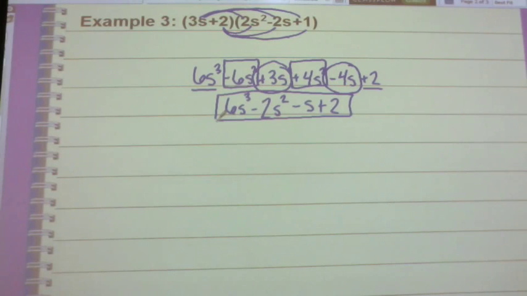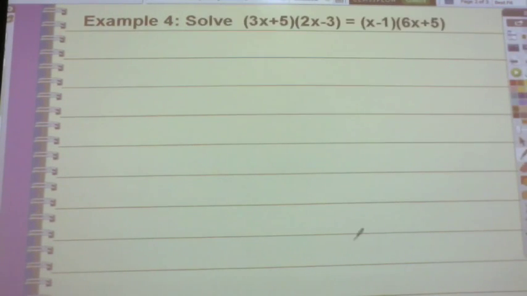In this last example, you are asked to solve this problem. Okay, so when you see this problem, we have two binomials on each side. So what you want to do is FOIL on both sides first and then solve for x. Remember, FOILing is just like distributive property twice.